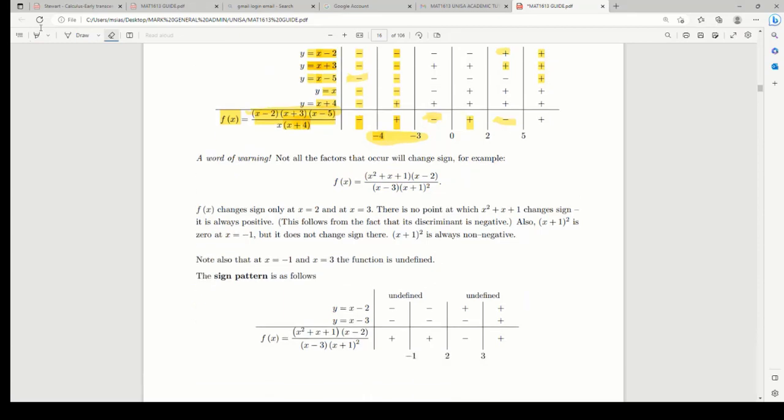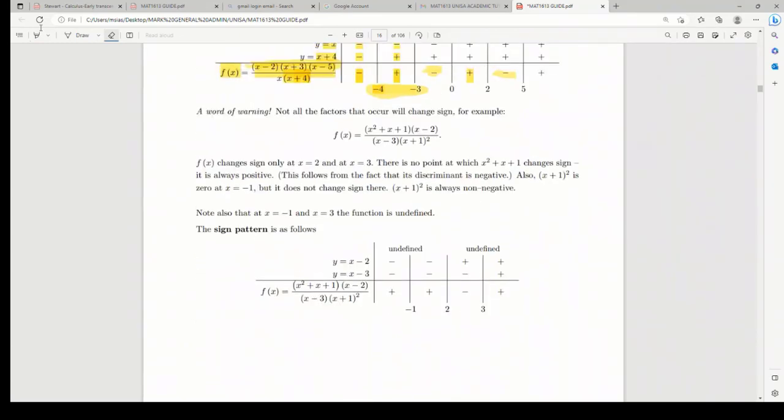And then, of course, people always check where you can get the zeros and where the function is undefined. We know, for example, that at x equal to 3 this function is undefined, because we can't divide by 0 in the denominator here.